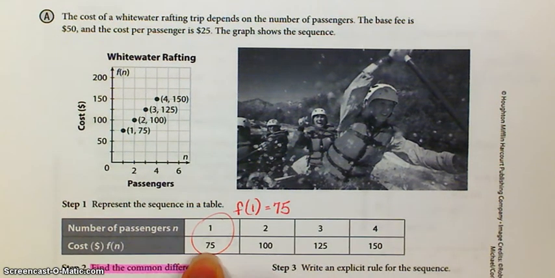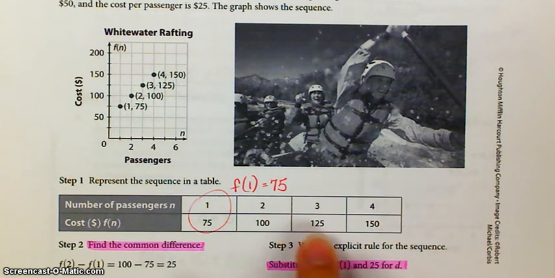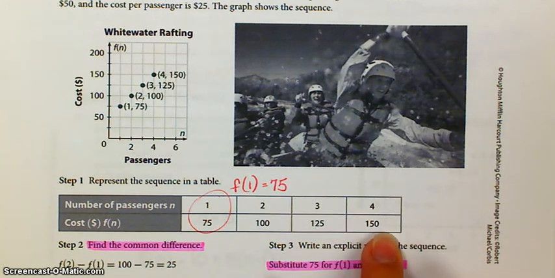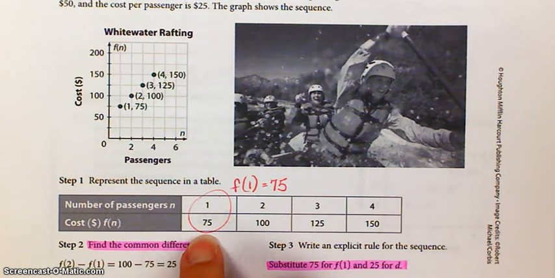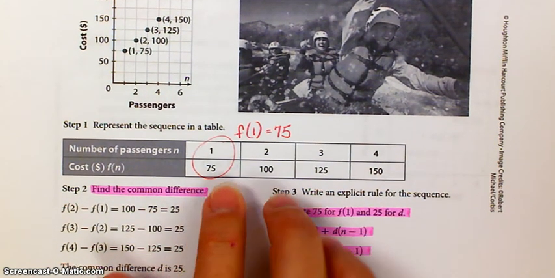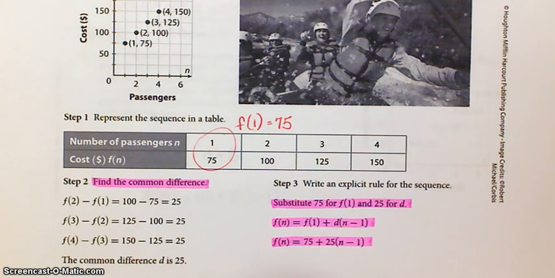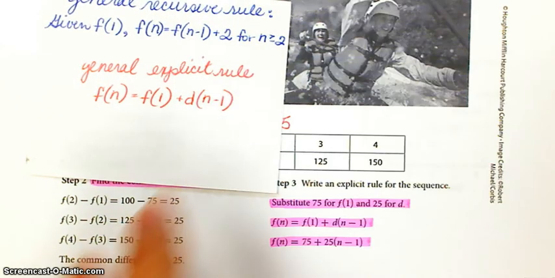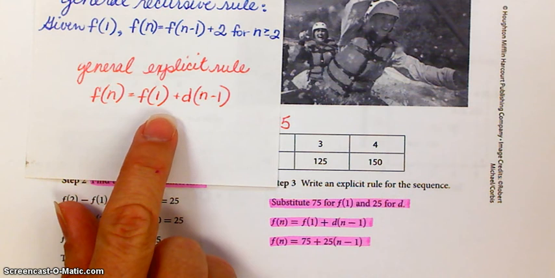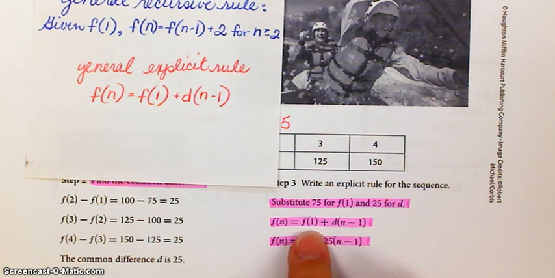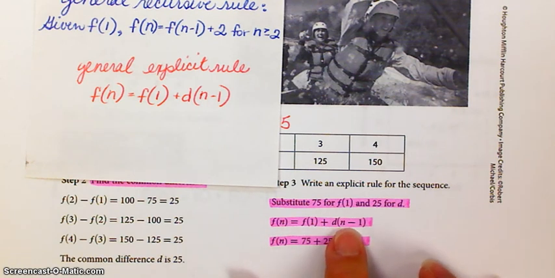For one passenger, you're going to pay $75. For two passengers, you're going to pay $100. For 3 passengers, 125. For 4 passengers, 150. Because you've got a base fee plus 25 per passenger. First, the common difference between consecutive terms is 25. And then I also know that the first term is 75. So I use those two things to write an explicit rule. How do I write an explicit rule? I go back to my format because maybe I haven't memorized it yet. My explicit rule is going to be f of n is equal to the function value of the first term plus common difference times n minus 1. So when we put all of our things in there, that is 75 plus 25 times n minus 1.